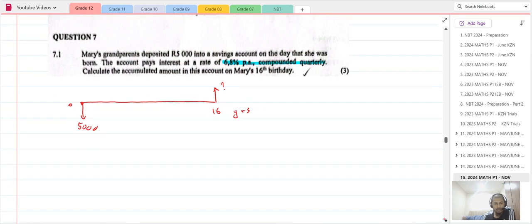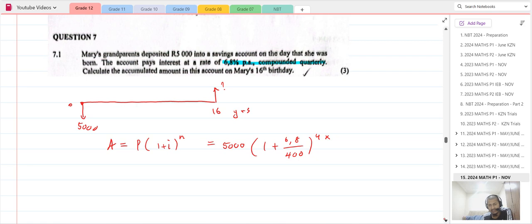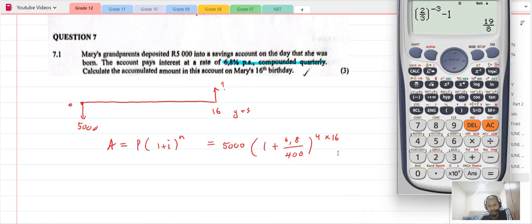We want to know the accumulated amount. So A is equal to P into 1 plus i to the power n. So that's 5,000, right? 1 plus i is 6.8 over 400 to the power of 4 times 16, right, because 16 years, and compounded quarterly, over 400. Right, so we got the answer.